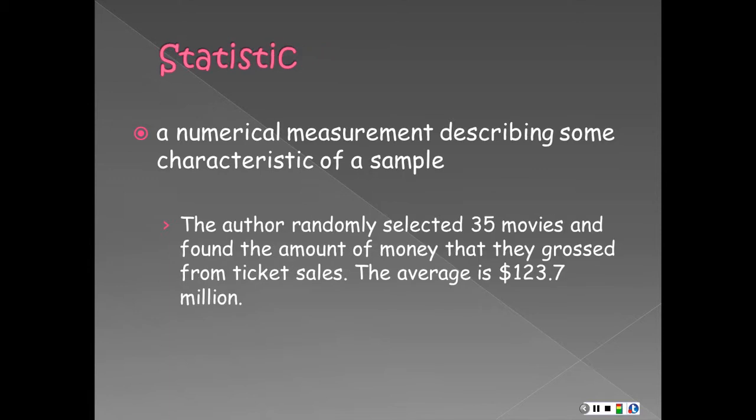And then the S's also go together. So a statistic is a numerical measurement describing a characteristic of a sample. So if he randomly selects 35 movies, he's not selecting all movies, just 35, so that's a sample. So the average gross from ticket sales was 123.7, so that would be a statistic. So you can remember P's go together, population and parameter, and S's go together, statistic and sample.